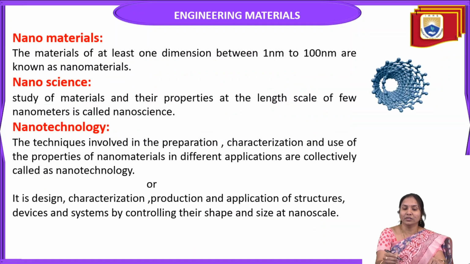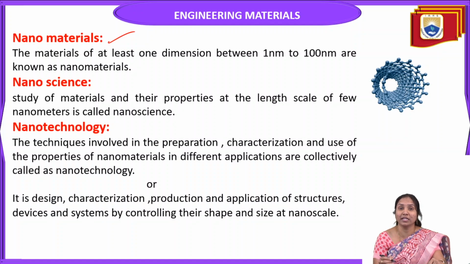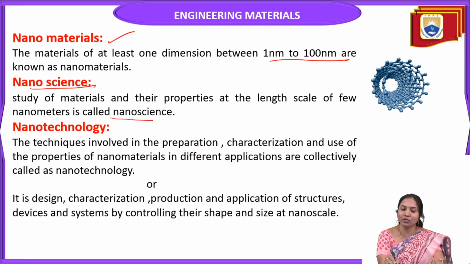So what is the meaning of nanomaterials? Materials with at least one dimension in the size range between 1 nanometer and 100 nanometers are known as nanomaterials. What is the meaning of nanoscience? The study of materials and their properties at the length scale of a few nanometers is called nanoscience.